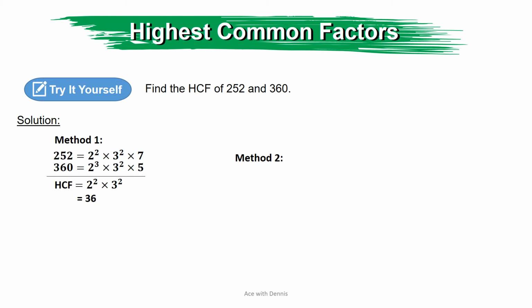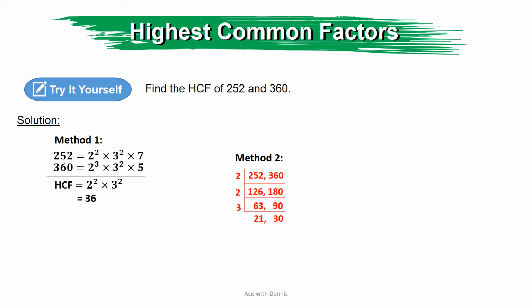Let's try method number 2. We write down both numbers together like this. Then we start to divide by the lowest prime number, which is 2. We get 126 and 180. So these two numbers are even numbers, hence they are divisible by 2. We get 63 and 90. And now, 63 is not divisible by 2. Therefore, we move on to the next prime number, which is 3.